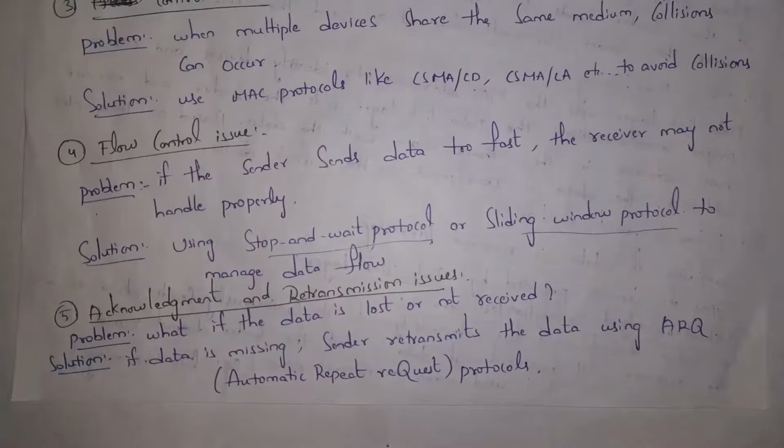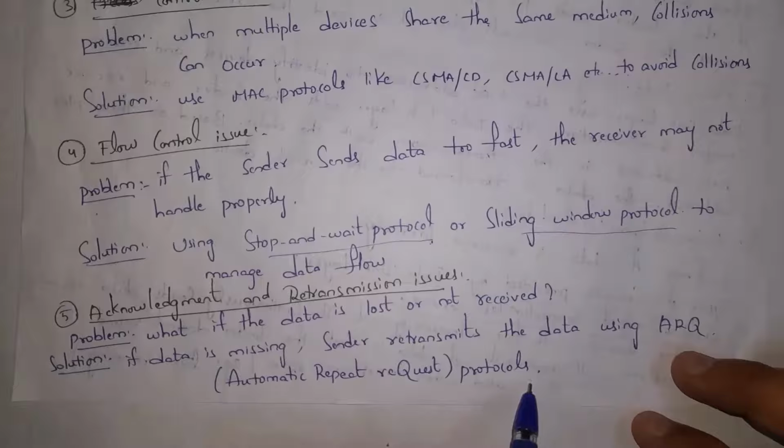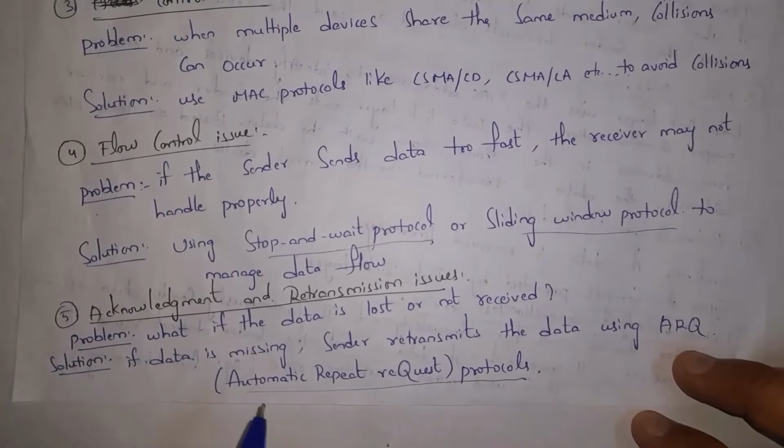And the last issue is acknowledgement and retransmission issues. Whenever the sender sends data, sometimes data will be lost and the receiver cannot receive data. So if there is any data loss, the sender will send the data again by using ARQ protocols, where ARQ stands for Automatic Repeat Request protocols.